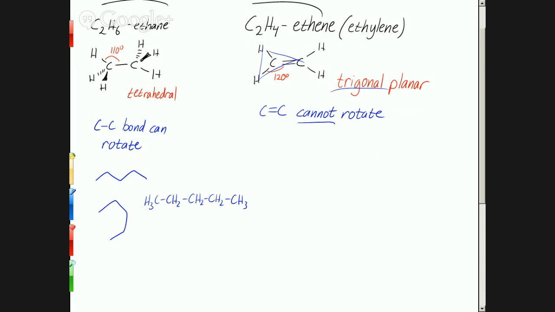The way that second pair of electrons gets shared kind of locks it in a certain orientation, and so that bond cannot rotate. And what that means is that if we take two structures that have a double bond in them, but that have a different three-dimensional arrangement, they're actually different molecules. So let's take our C double bond C.